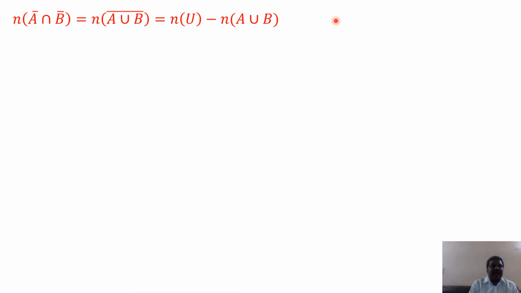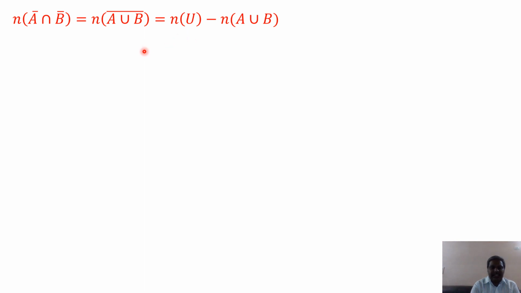Moreover, you see this concept. N of A bar intersection B bar is nothing but (A union B) whole bar, that is equal to N of U minus N of A union B. A bar intersection B bar: intersection means and. A bar means what? Complement of the set A, not A. B bar means what? Not B. The set of all elements which do not contain the elements of B, we obtain one set, that is called B bar, the complement of B. This is A bar, the complement of A. N of A bar intersection B bar is equivalent to N of (A union B) whole bar. That is nothing but N of U minus N of A union B. U means what? Universal set.